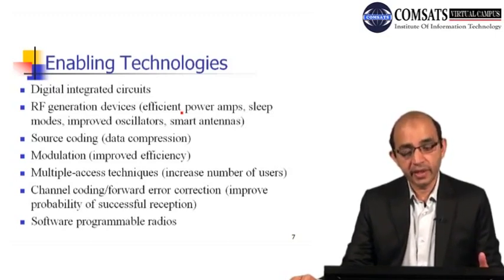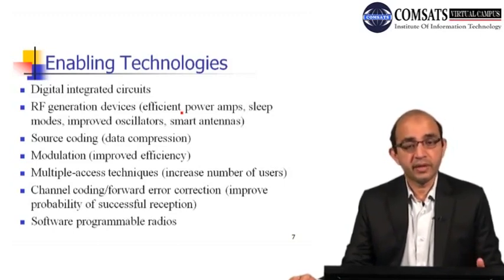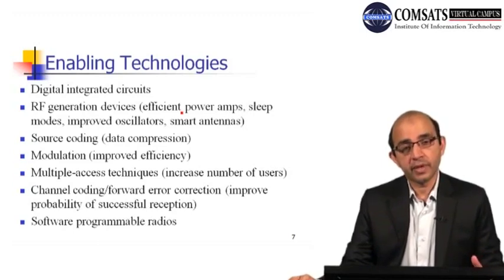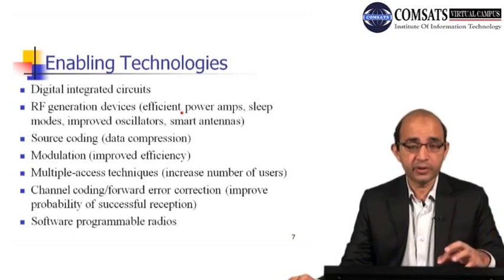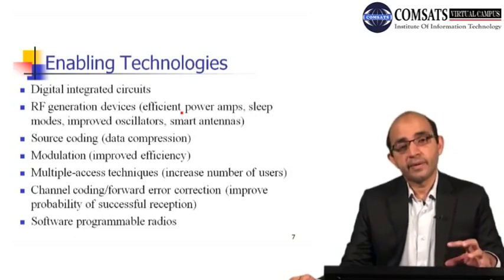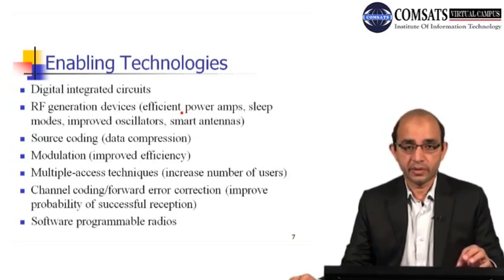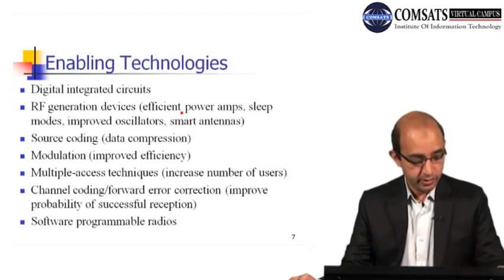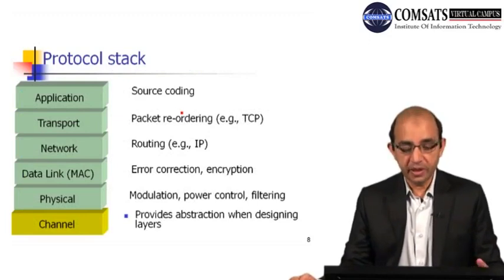So these are the enabling technologies, and one of the main enabling technologies we should not forget is the backbone, right? So whenever we have a wireless infrastructure, that is on the top, and at the bottom we have the backbone, and that backbone supports a higher data rate as compared to the wireless infrastructure. So here is the protocol stack for wireless communication.